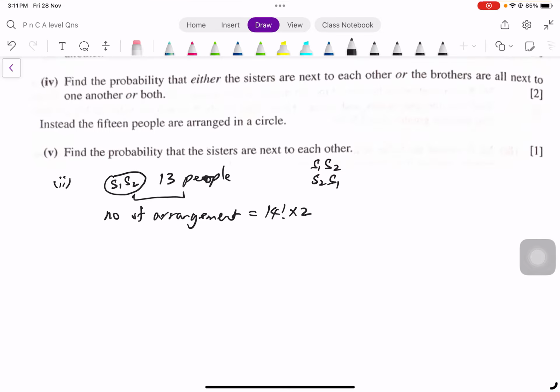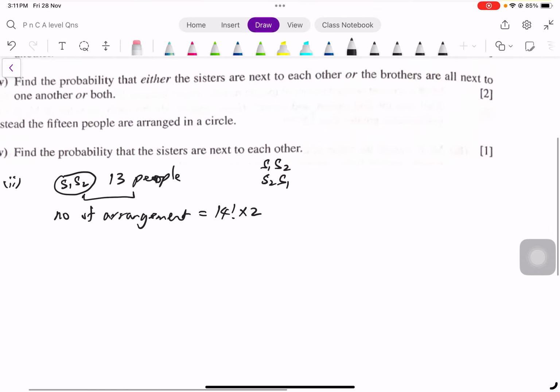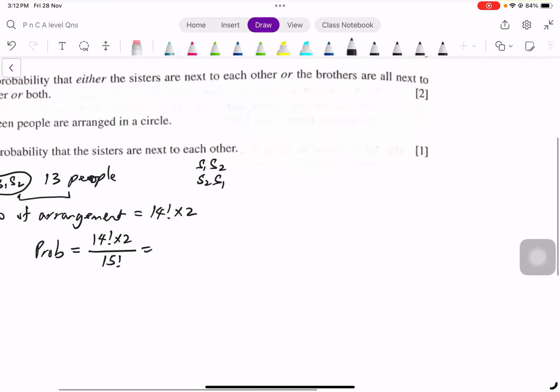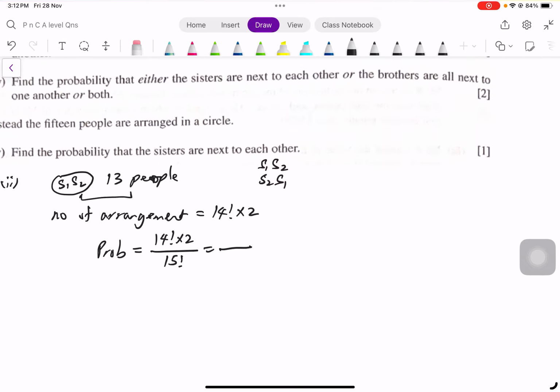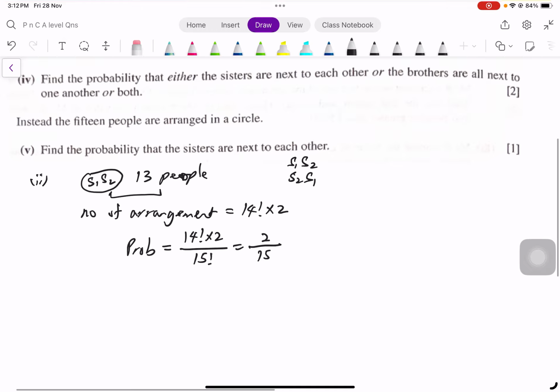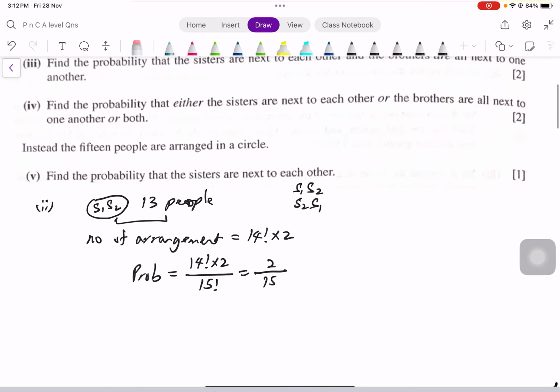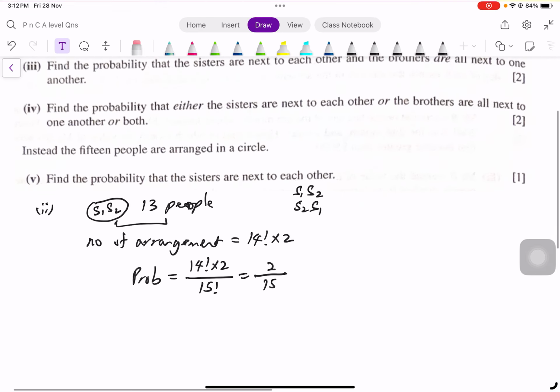And then what is the probability that you want? The sample space is actually just the arrangement of these 15 people. Therefore, this is 15 factorial, and the numerator is 14 factorial multiplied by 2. Can you see that 14 factorial and 15 factorial cancel? You will get 15, and the numerator is 2. That's it. This is part 1.